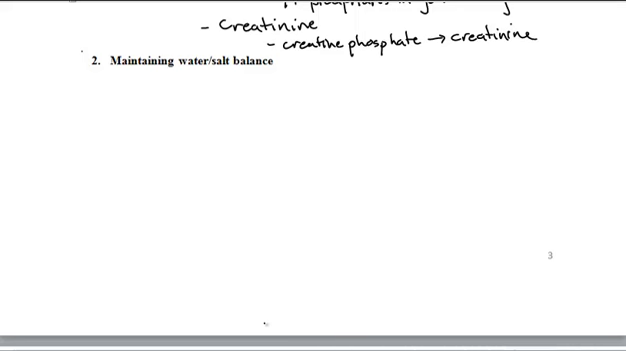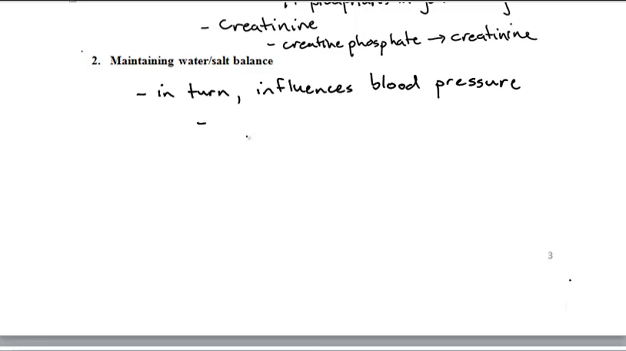As well, the urinary system is critical for maintaining our water-salt balance, okay, which in turn, we're talking about in our blood, in turn influences blood pressure. So a key part of regulating your blood pressure is having properly functioning kidneys. Now remember, wherever salt goes, water will follow. So if the kidneys help to increase concentration of salt in blood, water will follow, so you'll increase the amount of water.